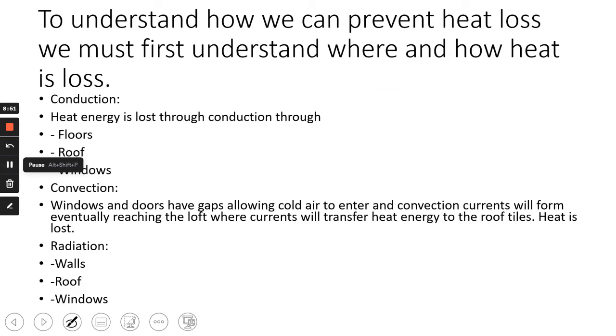If we want to understand how we can prevent heat loss from the house, we must first understand where and how the heat is lost. So first of all, we'll look at conduction. Near the floors, the roof and the windows, energy is lost by conduction. And because windows and doors have gaps allowing cold air to enter, these convection currents will cause hot air to rise to the loft and transfer heat energy to the roof tiles, and then heat is lost. The walls, roof and windows also lose heat energy by radiation.